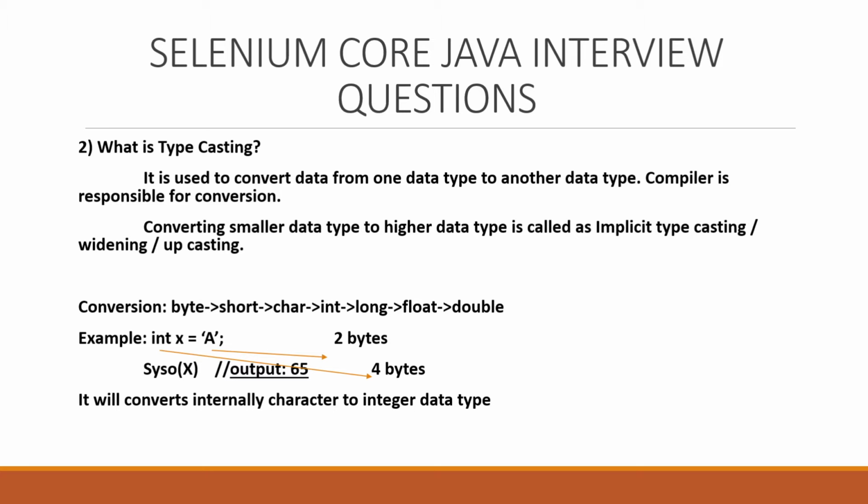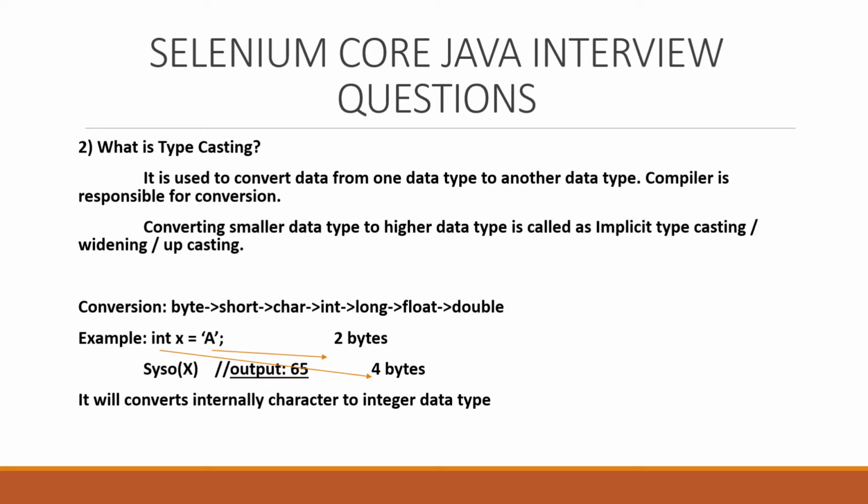Here we have implicit typecasting, which we can also call widening typecasting or upcasting. We can have one more typecasting, that is explicit typecasting, which we can also call narrowing typecasting or downcasting. The first one here is implicit typecasting, also known as widening casting and upcasting.